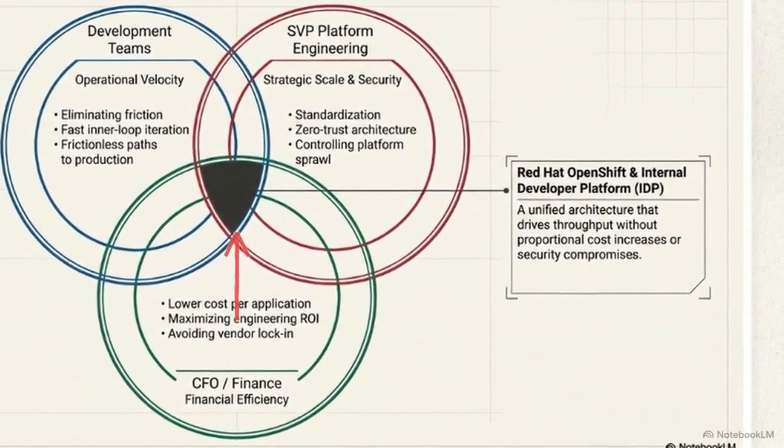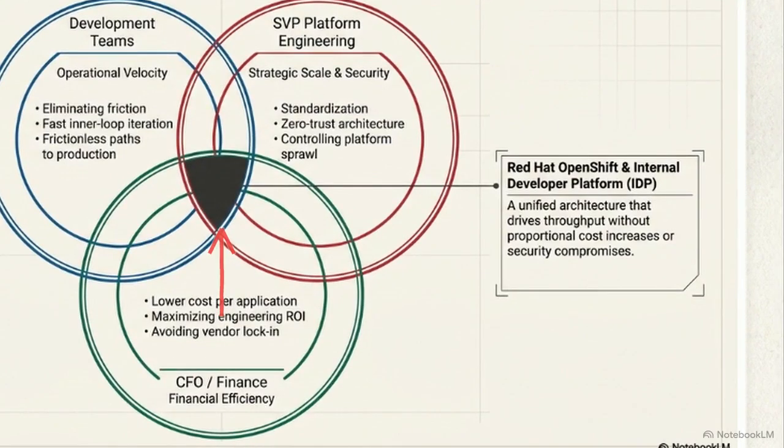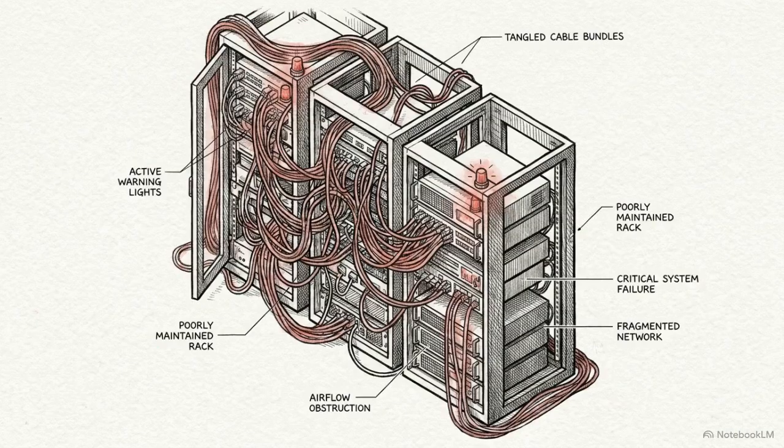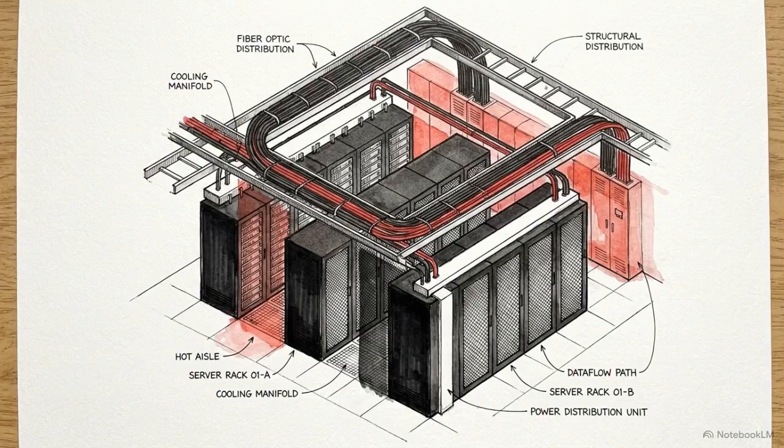An internal developer platform, or IDP, sits exactly at the intersection of these competing interests. This friction is a result of fragmented architecture rather than a law of physics. Transitioning to a unified IDP architecture resolves the conflict entirely by aligning these interests from the ground up.